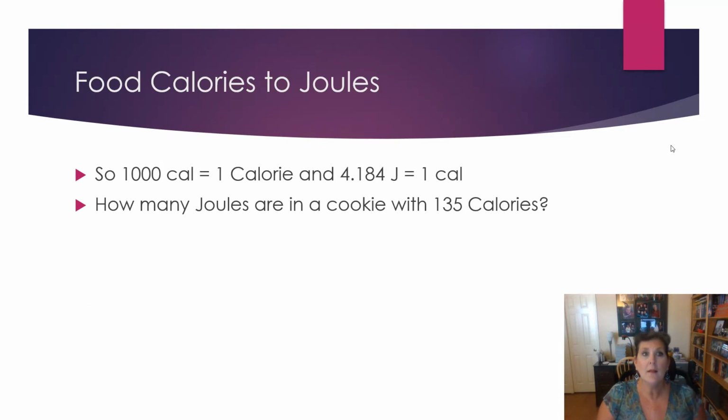So let's see if we can calculate the joules starting with an item of food. So food calories, capital C, to joules. Now remember, there's actually 1,000 calories in a big capital C calorie, the food calorie, and there's 4.184 joules in a science calorie. So my question is, how many joules are in a cookie with 135 calories? So hit pause and see if you can figure this out.